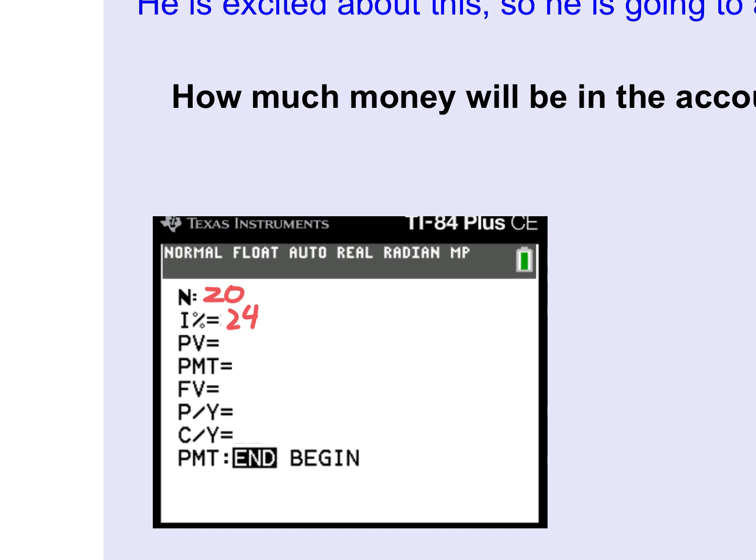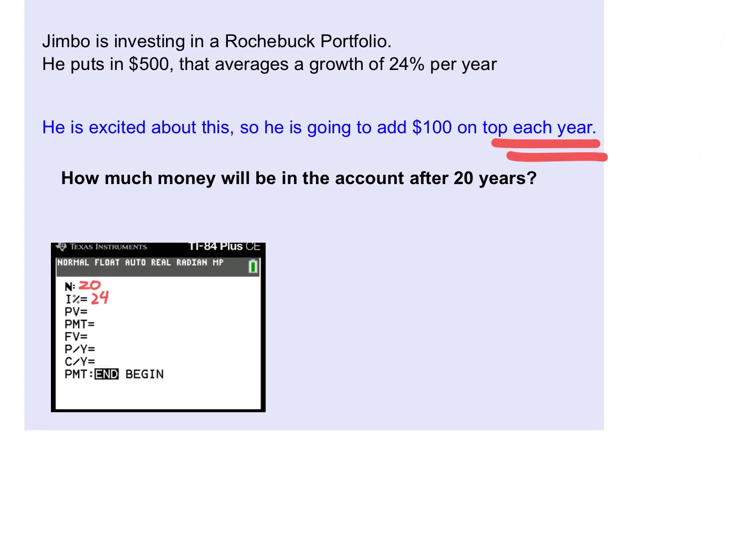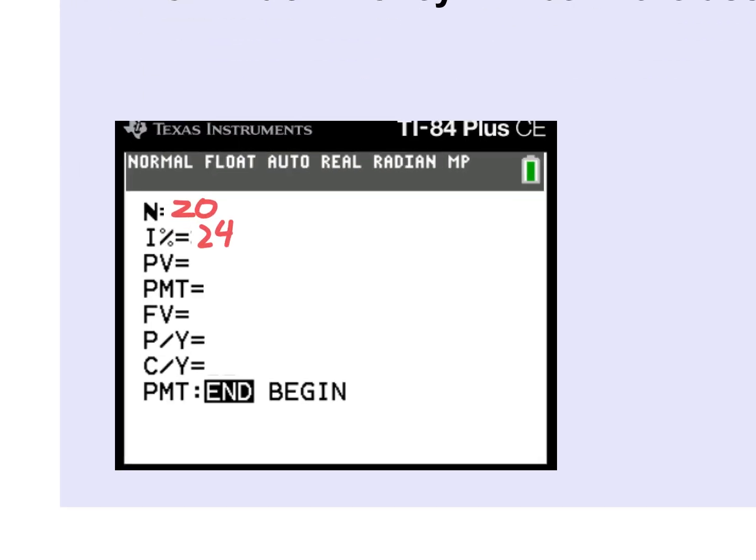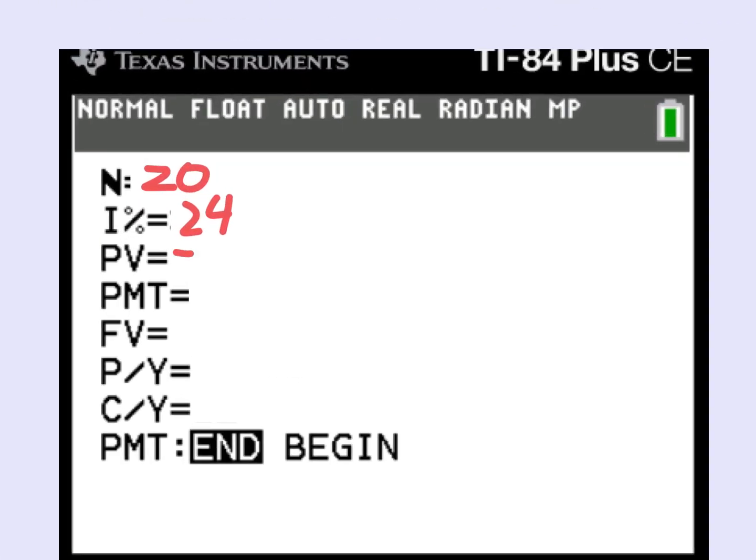Next, present value or principal value. He started with 500 bucks, but some kids are going to forget the negative, so I'll tell you, negative 500. Why? Same as last time. Yep, because he's taking money out of his pile of money and setting it aside. He's taking money out of his checking account and putting it in this investment.